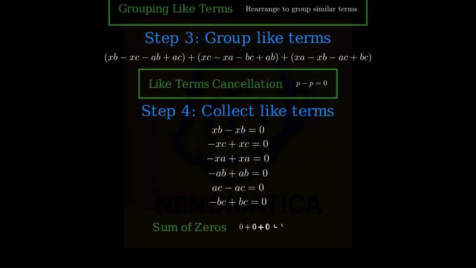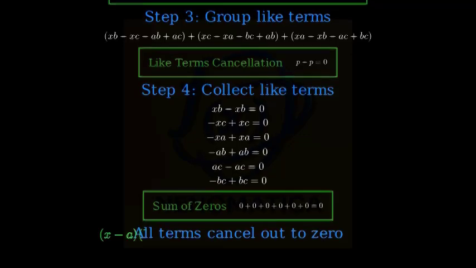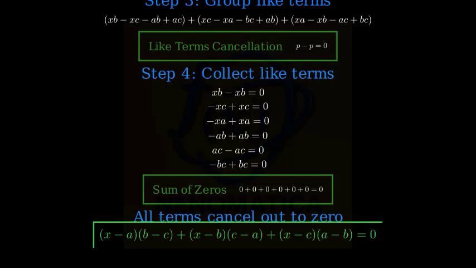When we add up all these terms, we can see that every term cancels out with another term, leaving us with 0. Therefore, we've successfully proven that the expression x minus a times b minus c plus x minus b times c minus a plus x minus c times a minus b equals 0.